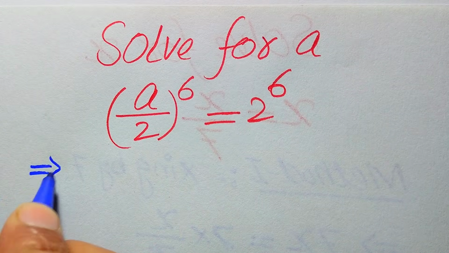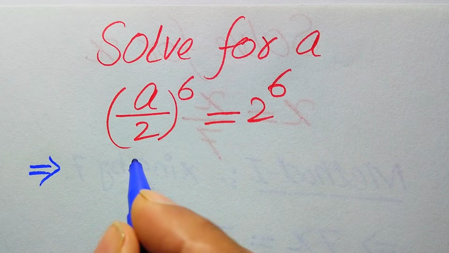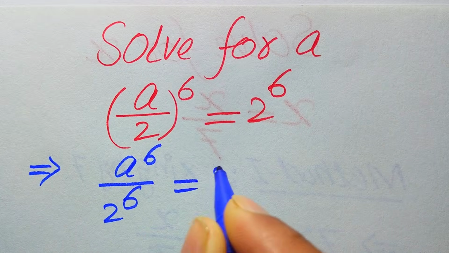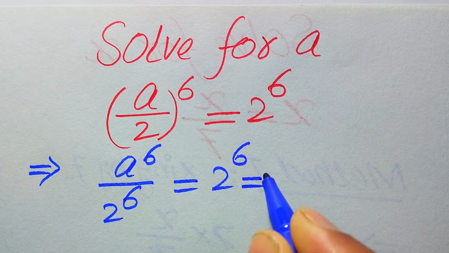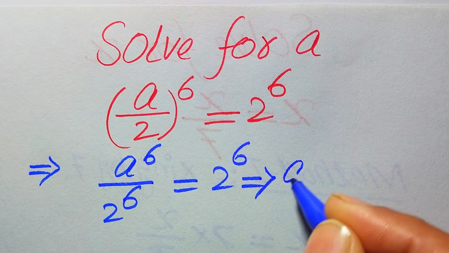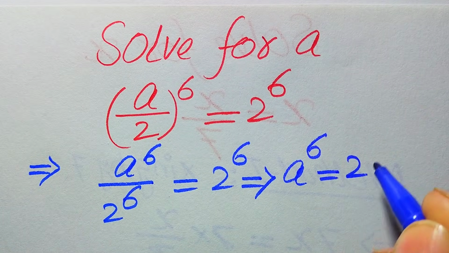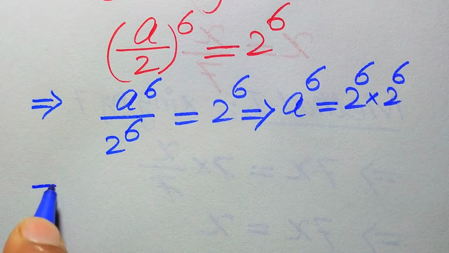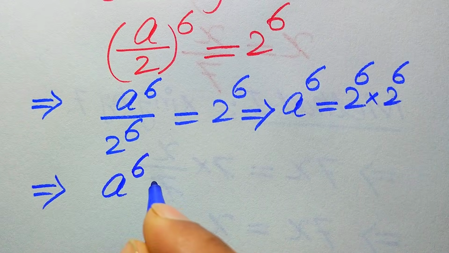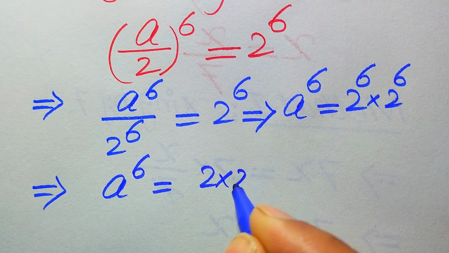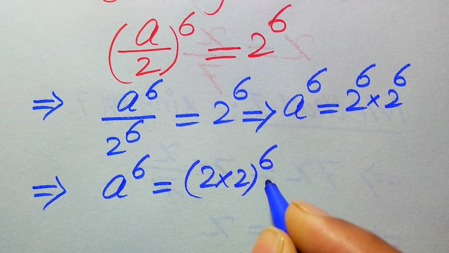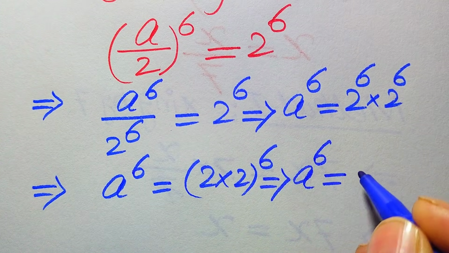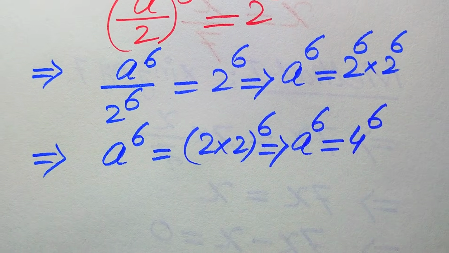In the first step, we break this exponent and apply it separately on both of these two values, and it becomes a to the power of 6 divided by 2 to the power of 6 equals 2 to the power of 6. In the next step, we move 2 to the power of 6 to the right hand side, and it becomes a to the power of 6 equals 2 to the power of 6 multiplied by 2 to the power of 6. Here we combine the exponents on the right hand side, and it becomes 2 multiplied by 2 and its whole exponent is 6, and this implies that a to the power of 6 equals 4 to the power of 6.